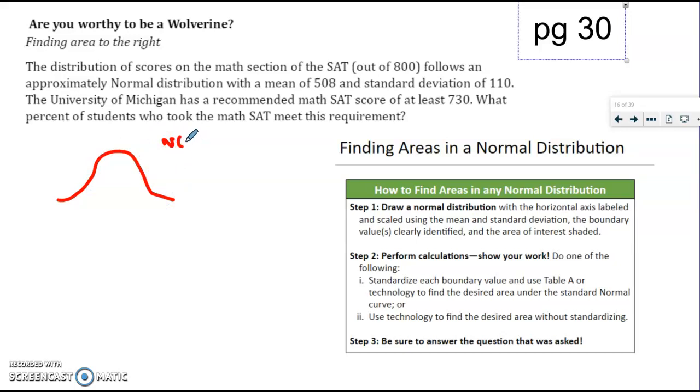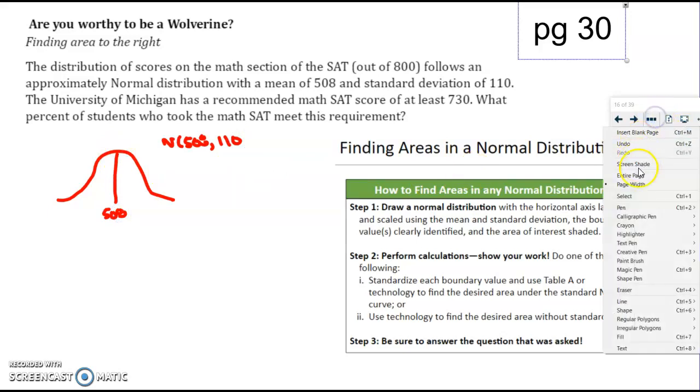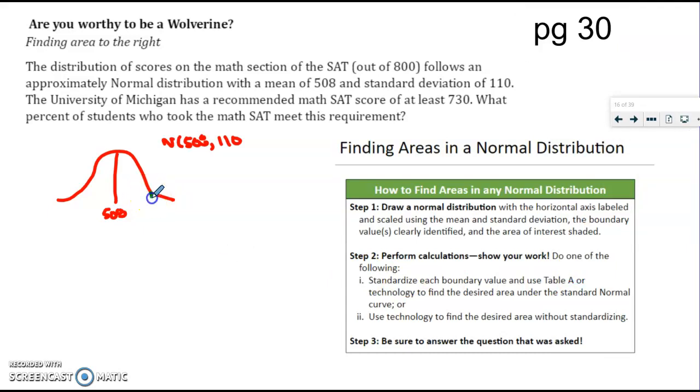I do know that my mean is 508, and my standard deviation is 110. So I do know that 508 is right here, approximately. And I am trying to find what percentage scored at least 730. So I'm just going to change my color. I'm going to go 730s like right here, okay? So in this case, I'm trying to find the values that are greater than 730.